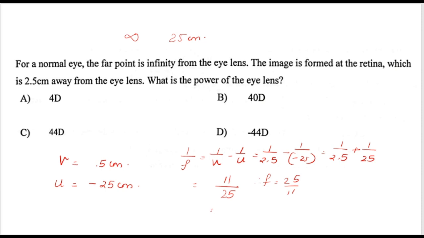What is power? This is in centimeter we got, so we have to make it into 100. So 100/f we can write, that is reciprocal of focal length. Since it is in centimeter, we have to convert it into meter. So 100/f, where f is 25/11. So multiply by reciprocal, 11/25, times 4. So answer is 44 diopter.